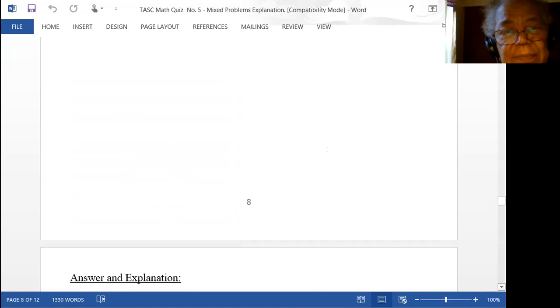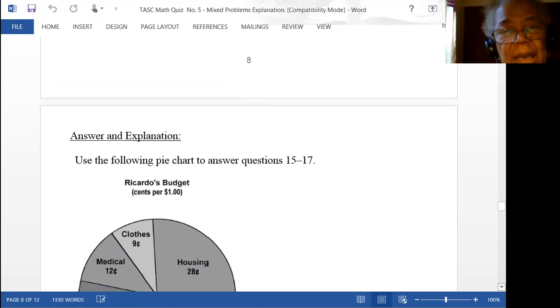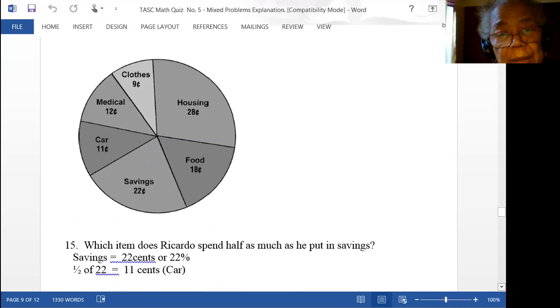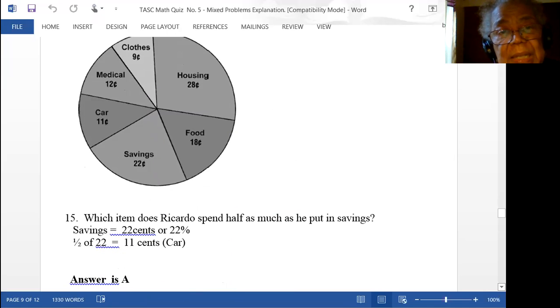Let's go to the next problem. And we have a pie chart here to answer questions 15 through 17. Now notice this is given in cents per dollar, which is the same really as percent per 100. Okay. Now first question is, which item does Ricardo spend half as much as he put in savings? Okay. When we look at savings, it's 22. What's half of 22? 11. What does he spend 11 cents out of a dollar on? A car. So the answer for this is A, the car.